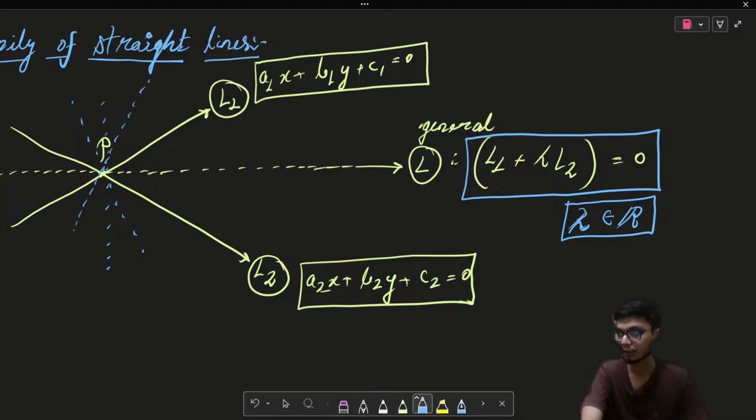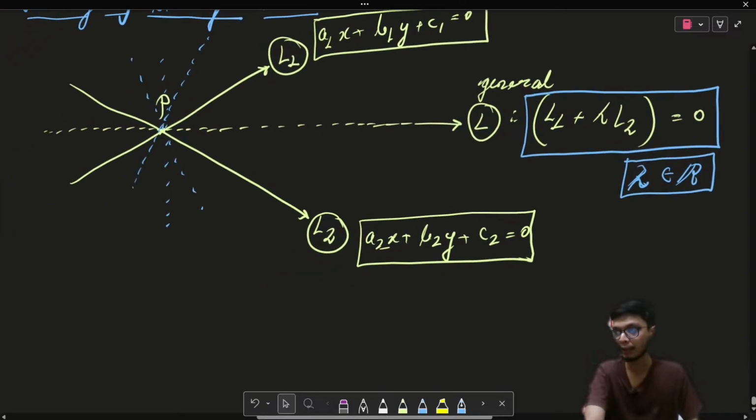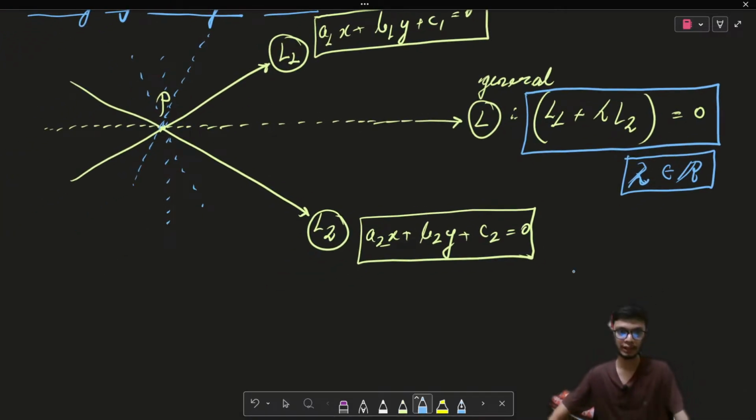I hope this is clear to all of you, right? If you want to look into the proof of this real quick, let us say the point of intersection, or the fixed point through which all the lines are passing, is xr comma yr.